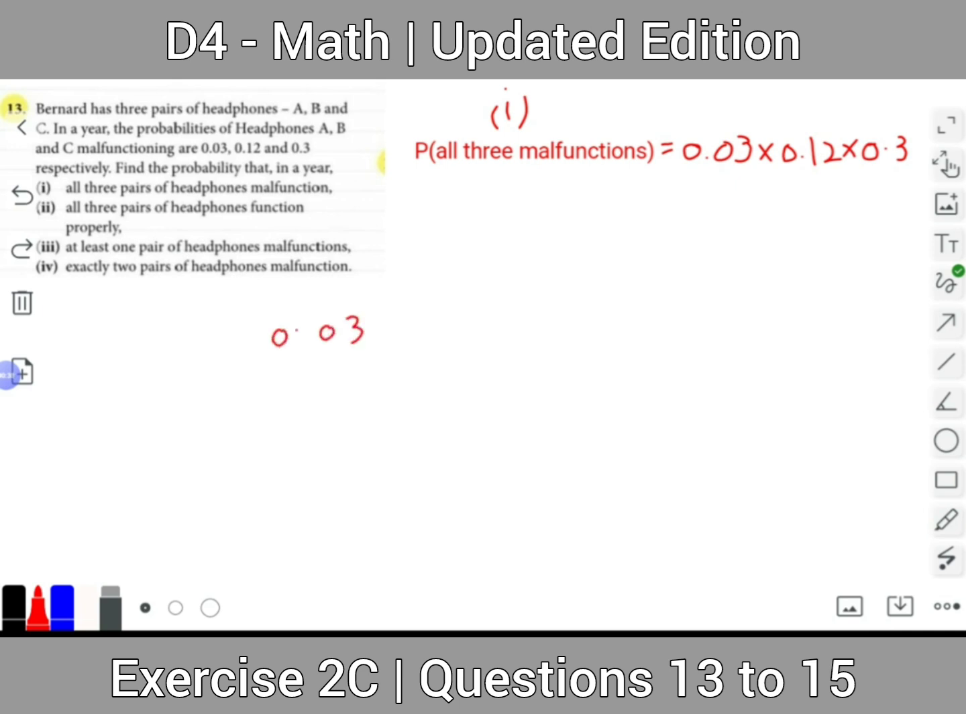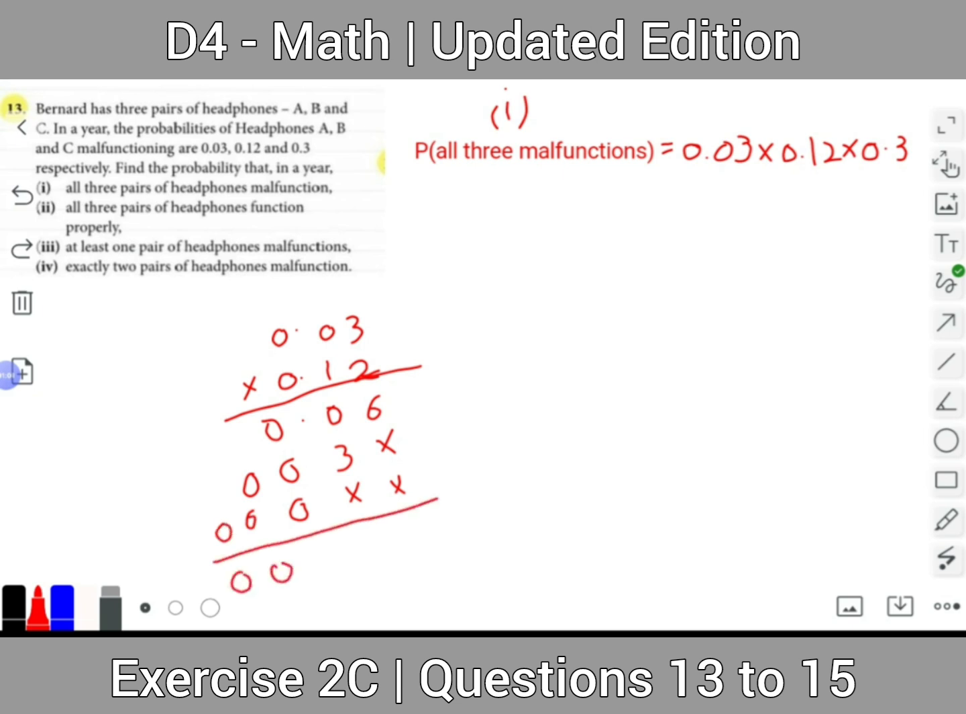0.03 with 0.12. So here we have 3 twos are 6, and 2 zeros are 0, and 2 zeros are 0. Now here we have 1 three is 3, and 1 zero is 0, and 1 zero is 0, and here we have all zeros. Now the answer will be 0.0036.